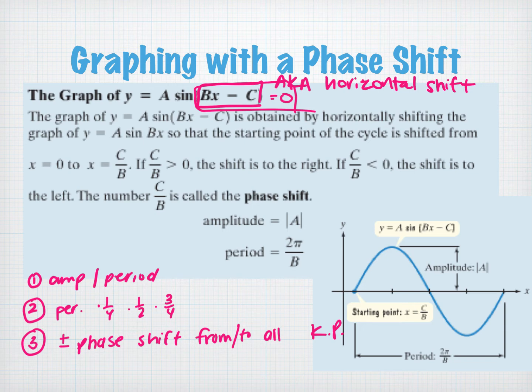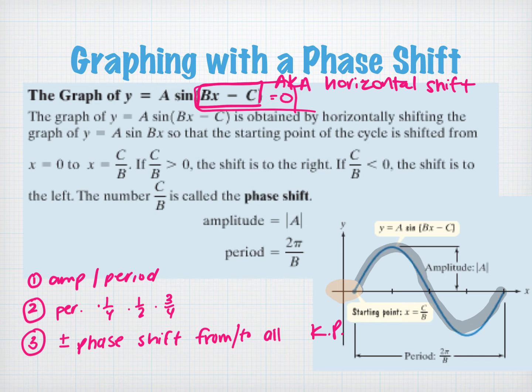So you see this is an example of a positive phase shift over here. Everything got shifted to the right, whatever that phase shift is. So we're no longer starting at 0, see? You're starting over at the first coordinate point, or first key point, which is going to be shifted off of 0.